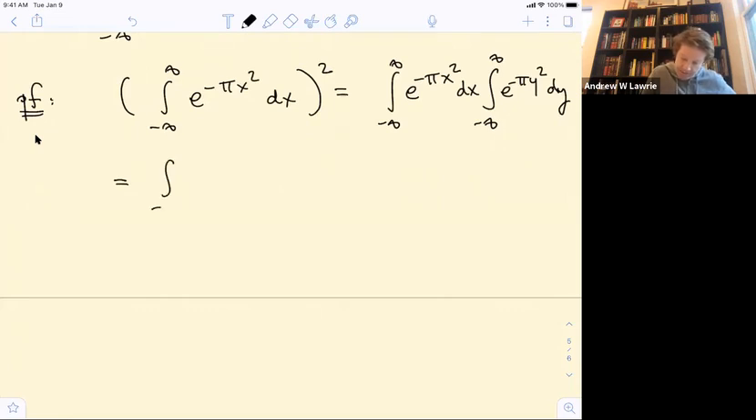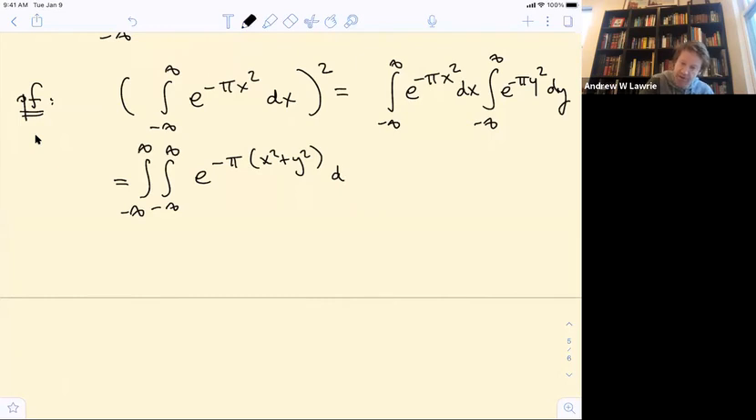And I write this now as the integral of e to the minus pi (x squared plus y squared) dx dy. There's a double integral, dx dy. So I just wrote two copies of the integral, and now I'm expressing it as a double integral using Fubini's theorem.